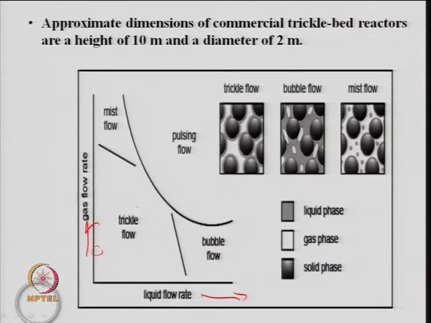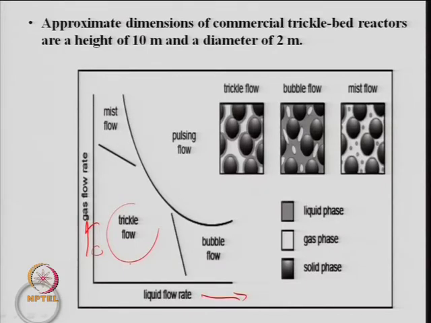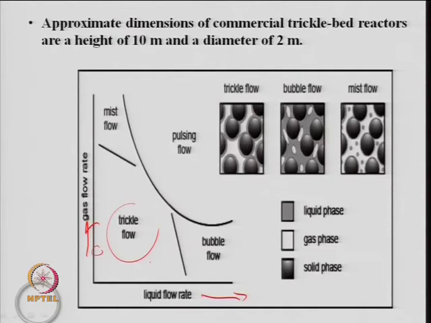So, this side it is a trickle bed region, which is something like this. Liquid on the surface of the solid trickles. So, very low flow rate basically, low liquid flow rate. Low gas, low liquid, that will give you a kind of trickle flow. The liquid is just trickling on the surface of the solid, and when you increase this liquid flow rate, it will start a bubble flow.